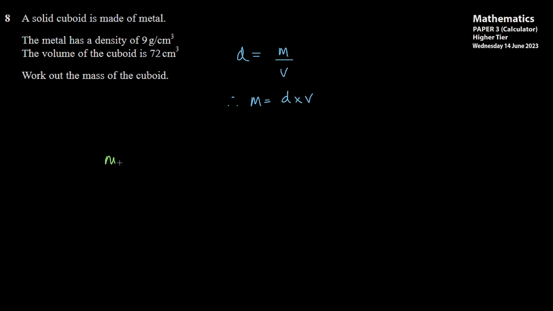So the answer we need, which is the mass, is equal to the density. Now we've just got to check units here. Just make sure we've got consistent units. Yes, we have. We've got grams and centimeters. So the mass is equal to 9, the density, multiplied by the volume, which is 72, which is 648. Now the mass, because we've been given these units, will be in grams. And that is the answer.